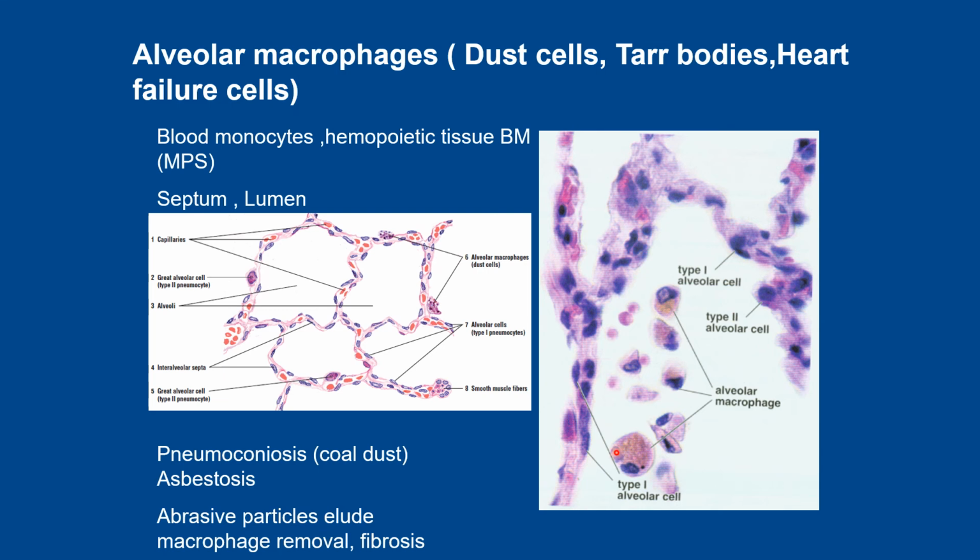Already we have mentioned that there are lots of macrophages which lie inside the alveolar cavity or in the wall of the alveoli. The macrophages are formed from monocytes and some other hemopoietic tissues which lie in the alveolar septum, and they actually engulf a lot of dust particles like coal dust, asbestos dust, and they produce a lot of disease due to chronic irritation by these dust particles.